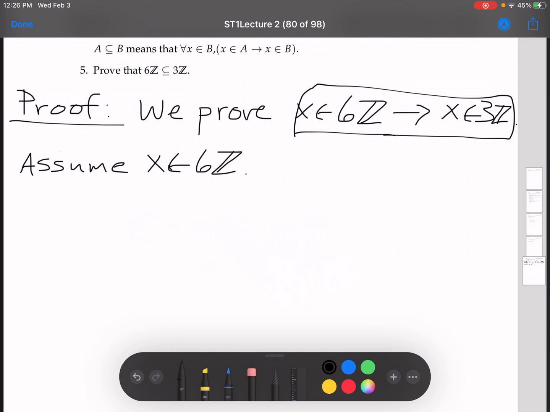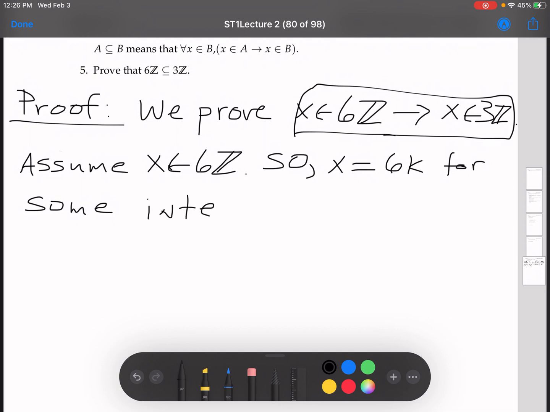So assume x is in 6Z. So what does that mean? So x equals 6k for some integer k. Now, because we have set theory and this symbol, we can simplify this greatly. We can write this now as for some k in Z. So we don't have to write this word out all the time. And my arm is getting tired.